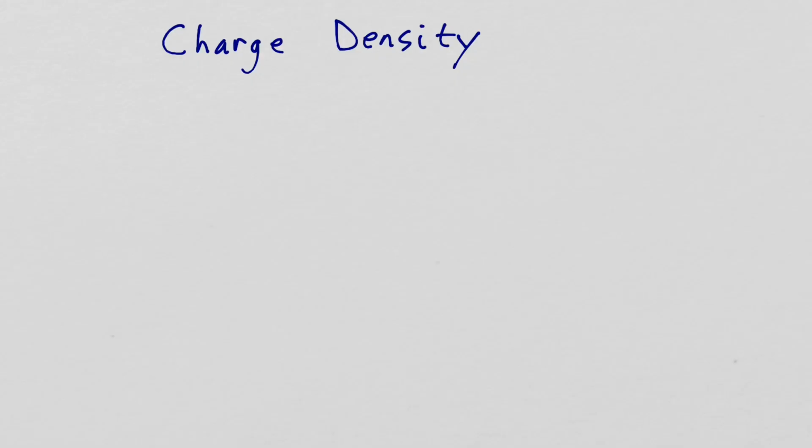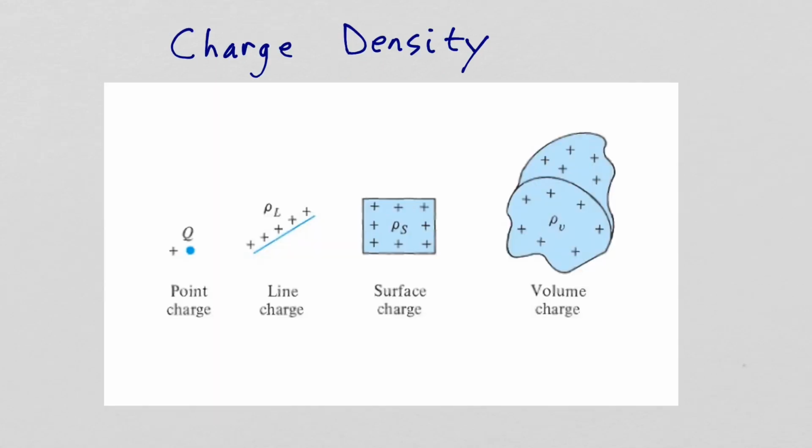Up to now, we've been dealing with point charges. Now I want to look at the concept of charge density. We're going to have three different types of charge densities: line charge densities, surface charge densities, and volume charge densities. A line charge density might be a useful form if you had a rod that had charge distributed on it.